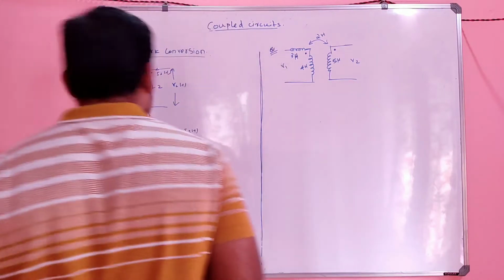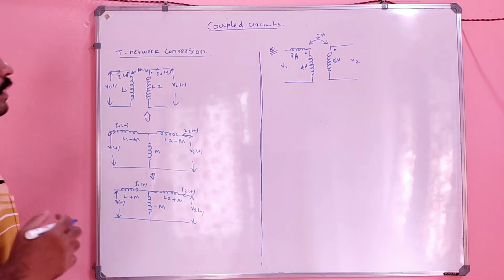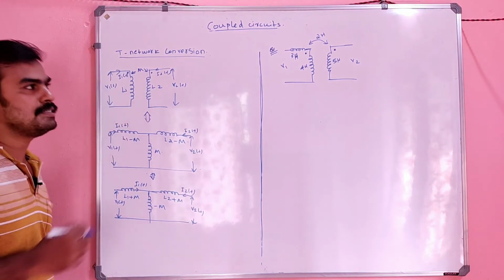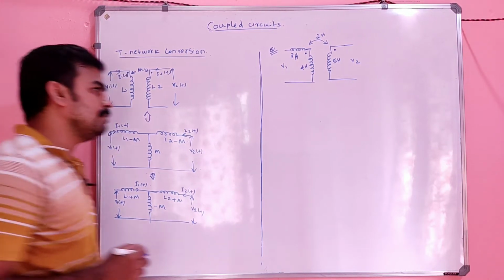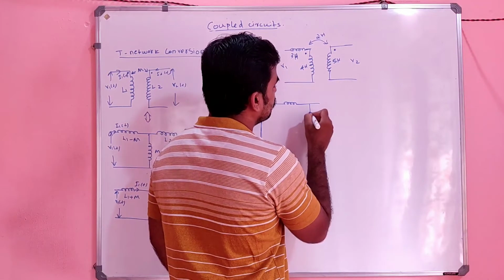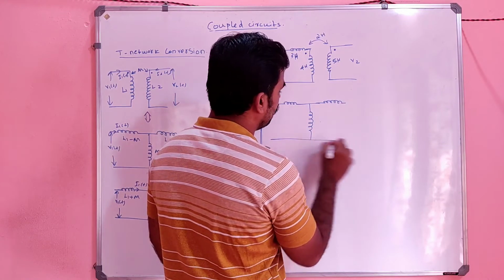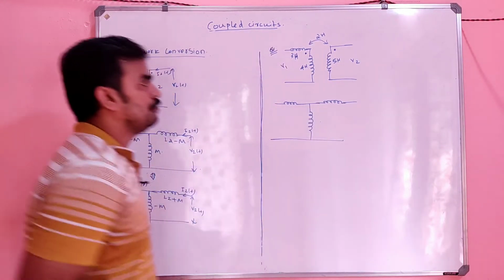These are the dots. How can we find its T equivalent network? What will be the T equivalent network? Definitely it will be in the format of like this, because it is the form of T.